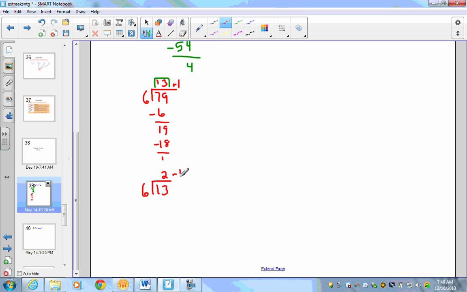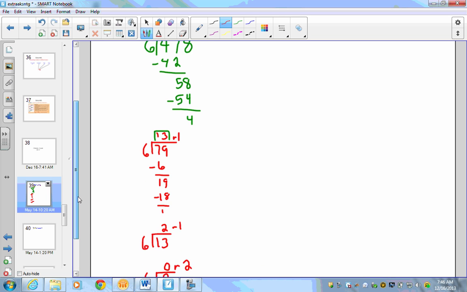Once again, we're still going to divide 6 going into 2. 6 can go into 2 0 times. All right, stop. Since this is a 0, we know that this is going to be the last time that we're going to do a division problem. So it is remainder 2.